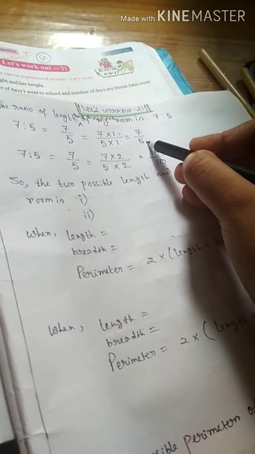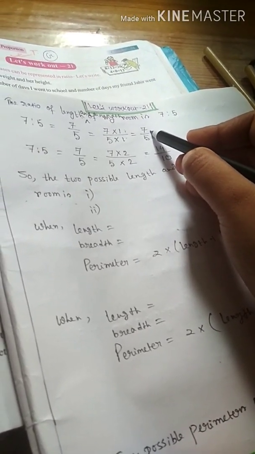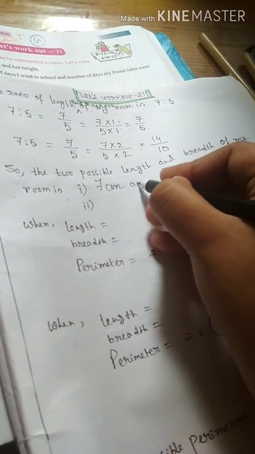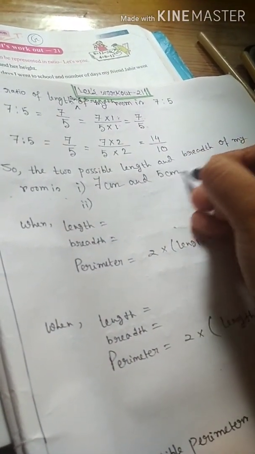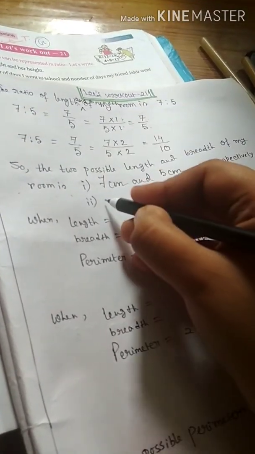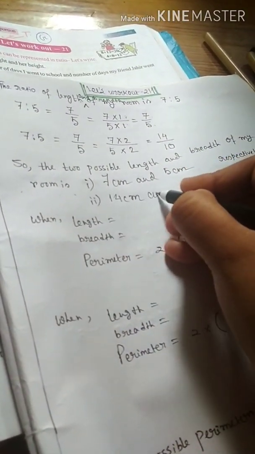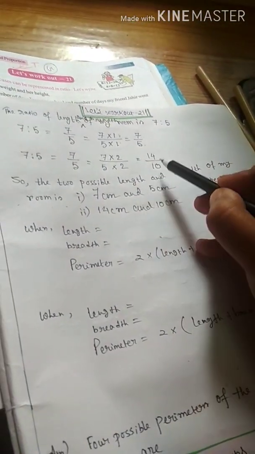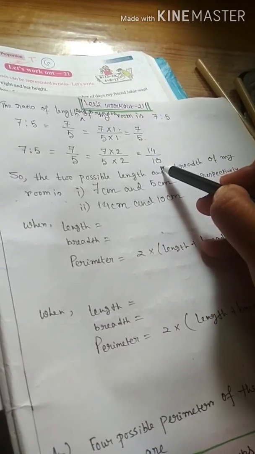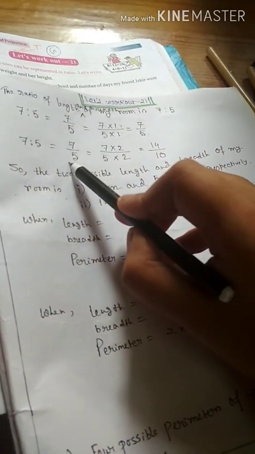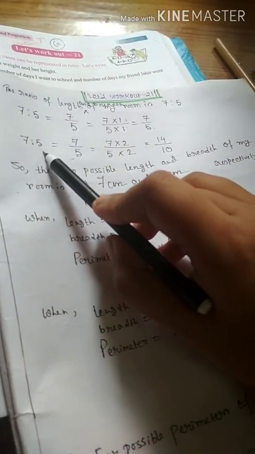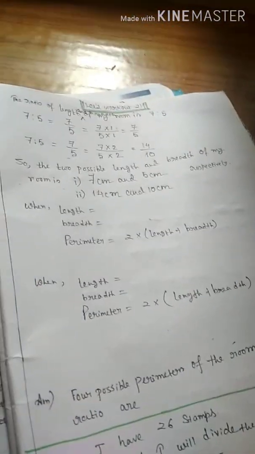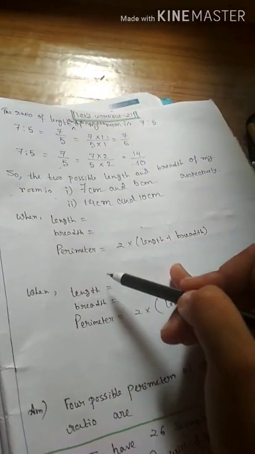One is 7/5. That means length can be 7 centimeter and breadth can be 5 centimeter. Another one 14/10: 14 centimeter and 10 centimeter respectively. Okay, see this 14/10, if you change it to the lowest form, you will again find 7/5, or the ratio 7:5. So these two are equivalent. Now we are coming to the perimeter part.